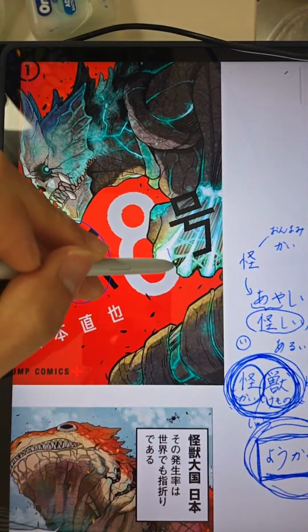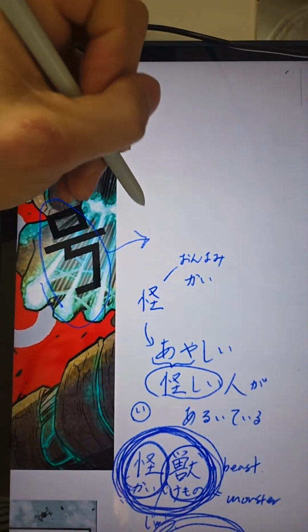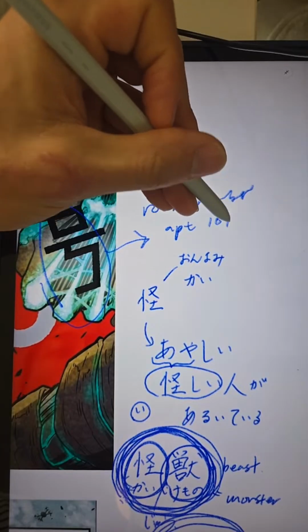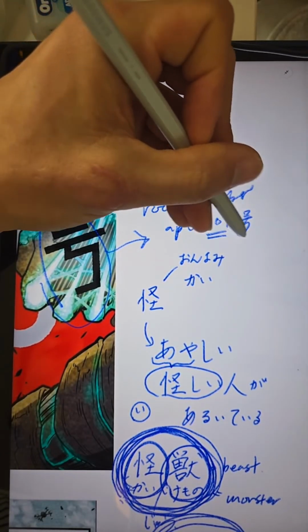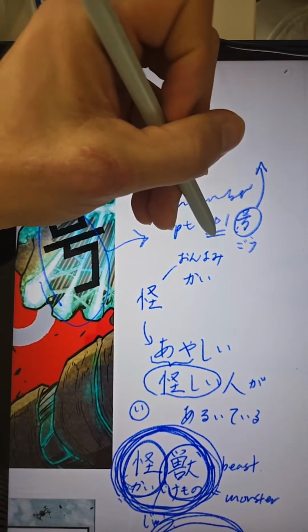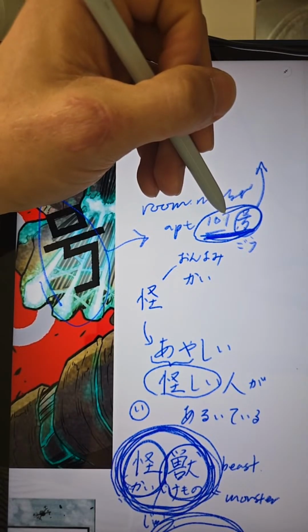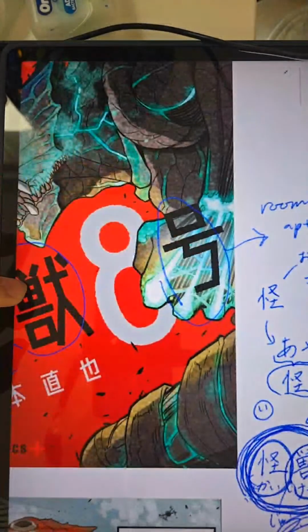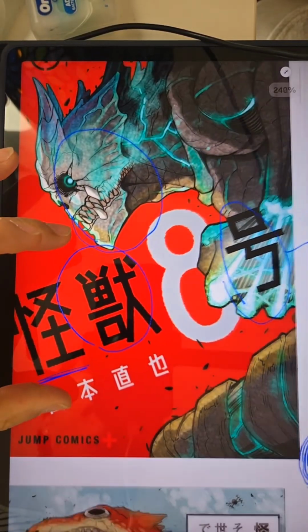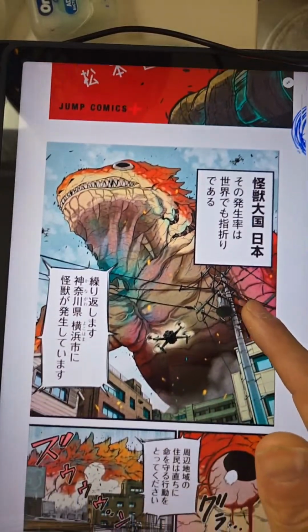Hachi go, this counter go is typically used for room numbers, like apartment numbers. If your apartment is 101, we say 101号. Go is used to count rooms, some machines, or robots. So you can tell the literal meaning of the title Kaiju Hachigo is eighth monster, I guess. Matsumoto Naoya is the author's name. Jump. Okay, without further ado, let's move on to the first page.